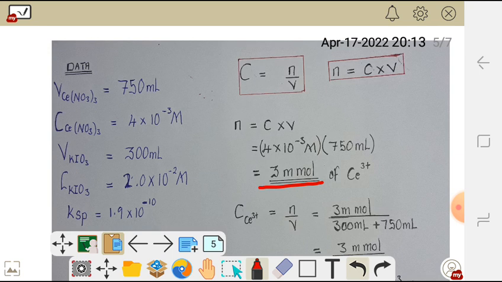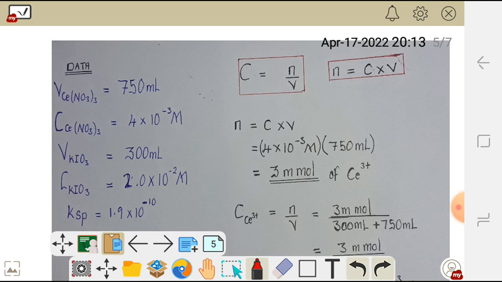This 3 millimole is resulting because the volume is in mils. So if the volume is in mils, the number of moles will also be in millimoles. So don't worry about the millimoles. It will cancel when we calculate the concentration of cerium.